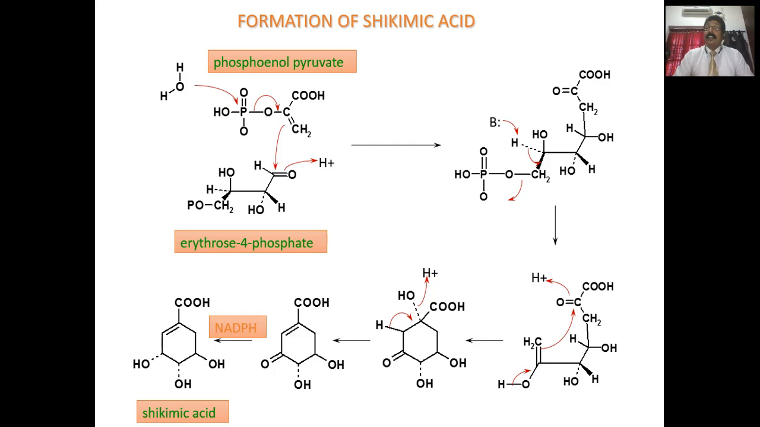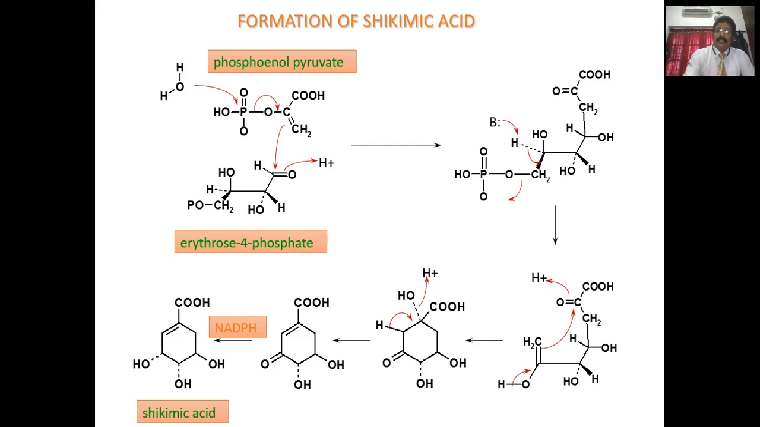You might have studied the reactions and all. So I repeat it to show you, and the student should clearly remember the structure of the compound. There is erythrose 4-phosphate, and there is phosphoenol pyruvate. These two molecules will give a 7-membered structure. See here, phosphoenol pyruvate combines with erythrose 4-phosphate and gives rise to a 7-membered compound, and then it cyclizes and gives this one.